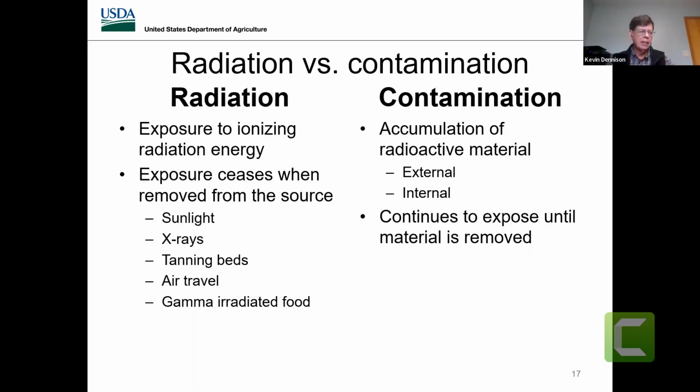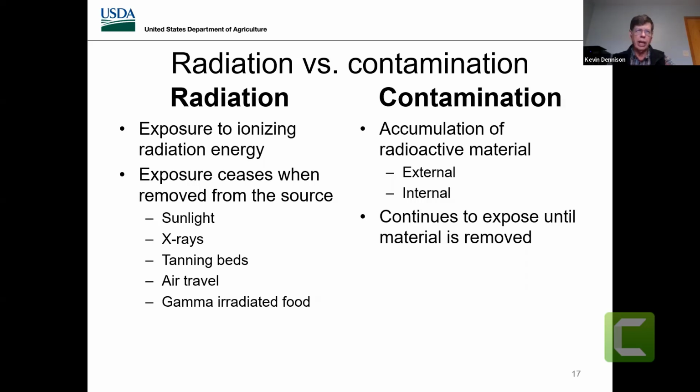Okay, so next concept is radiation versus contamination. Radiation is really just being exposed to ionizing radiation energy, and the exposure ceases when you're removed from the source. So if you're out there laying in the sunshine getting UV radiation, you walk indoors, it's gone. APHIS has irradiators in certain countries that irradiate fruits and vegetables coming into the US to make sure they're not carrying certain pests. They go through either a gamma or X-ray machine, they get an exposure, but when they come out, they're not radioactive and they're normal again.